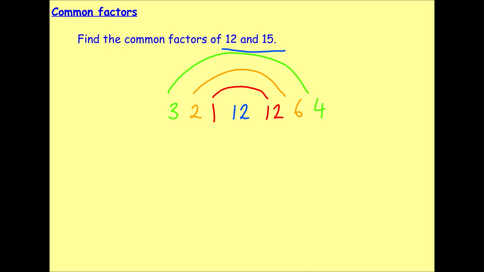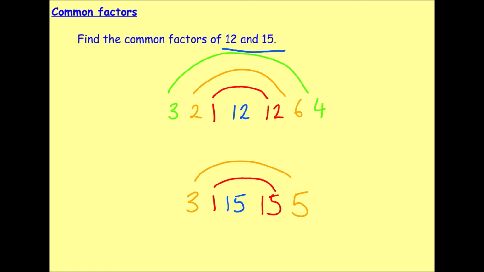Then I'd go back to look at 15. 1 times by something 15. I'm going to have that. Is it in my 2s? No, it's an odd number. Can I times 3 by something to get to 15? Yep. 3 times 5. Can I times it by 4? No. Can I times it by 5? Yes, but I've already got it there, so I stop there. So they're all my factors for 12 and 15.